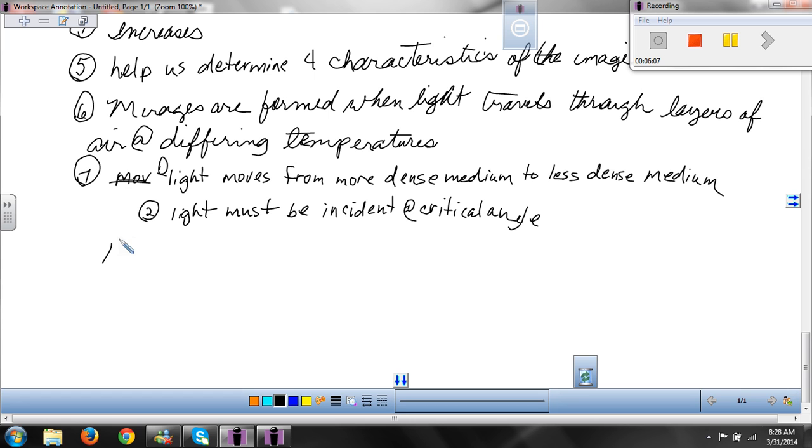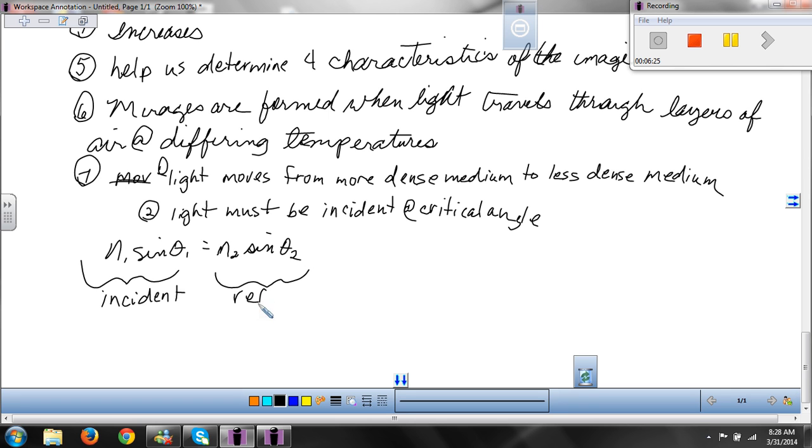Alright, Snell's law, n1 sine theta 1 equals n2 sine theta 2. This side is always the incident side. This is always the refracted side.